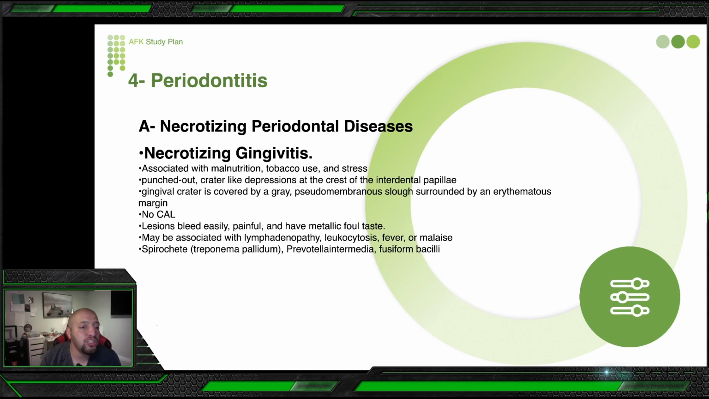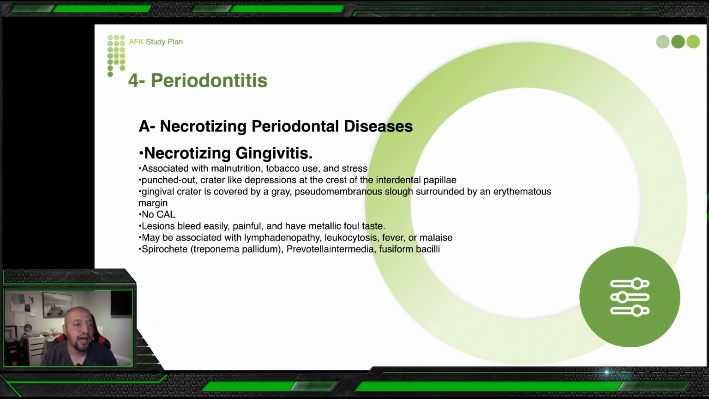So it's associated with malnutrition, tobacco use, and stress. In this case, you will see more than bleeding. You will see specific criteria that will push you to say it's not gingivitis, it's necrotizing gingivitis. Necrotizing meaning necrosis. Necrosis is loss of soft tissue. That tissue will have punched-out papilla, a crater-like depression at the crest of the interdental papilla. The gingival crater is covered by a gray pseudomembranous slough surrounded by an erythematous margin.